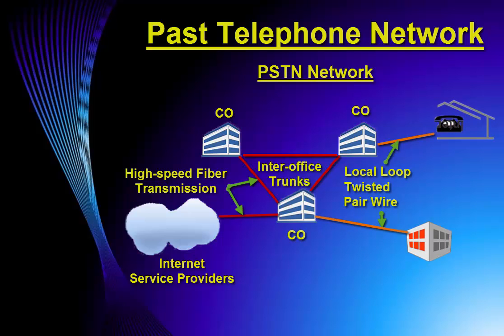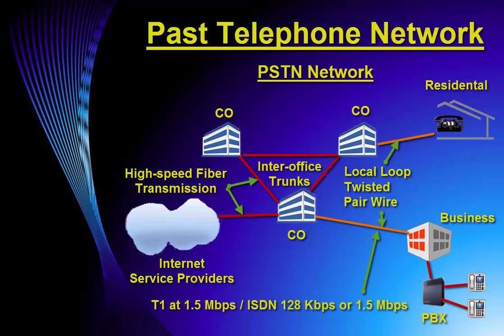Connectivity is provided to subscribers from an end CO over a transport facility called the local loop. In the past, the local loop used dedicated twisted wire pair from the CO to the subscribers, both homes and businesses. Also in the past, business users that had many phones would typically install a PBX and connect back to the CO over T1 lines and even something called Integrated Services Digital Network, or ISDN, at 128 kilobits per second or 1.5 megabits per second.